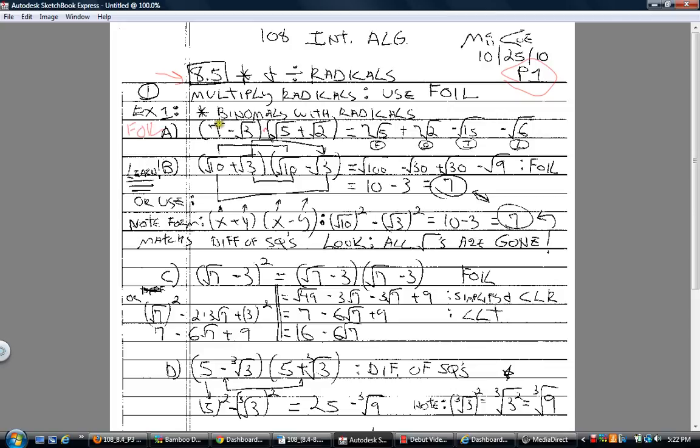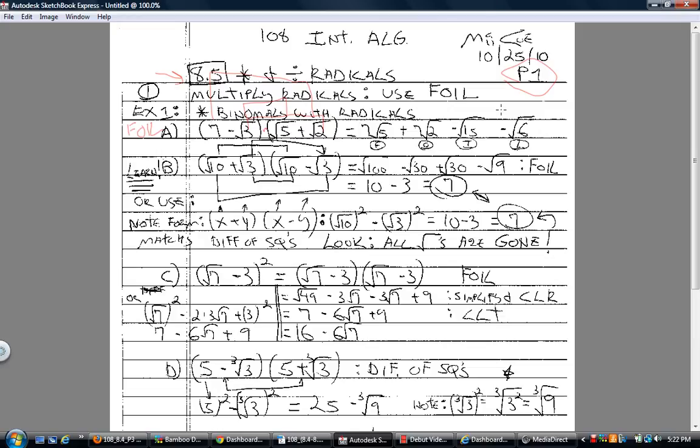Okay, so take this first example here. 7 times the square root of 5 is the first. The outer would be, I'm running out of space here, I'll try to go up like this, 7 times square root of 2. Inner would be negative 3 times square root of 5, which is negative 15. Finally, last is negative 3 times 2, which is negative 6. Okay, so you ask yourself, can you combine anything? The answer is no, and you're done with that. So we're going to just use basic FOIL on the problems and just take care of the radical properties.